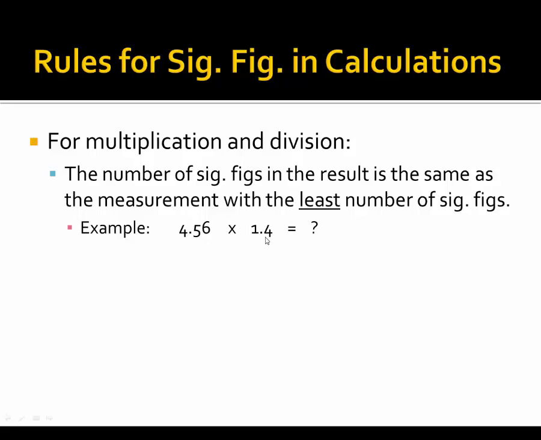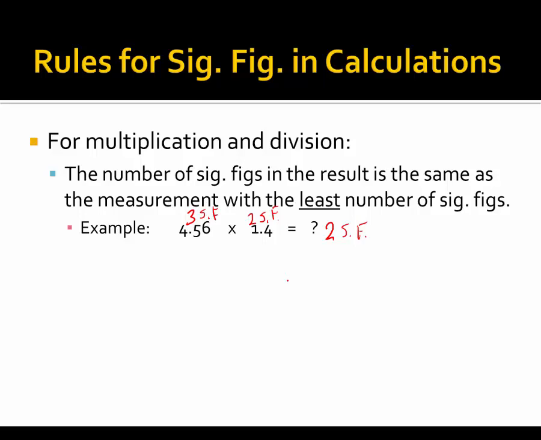I hope that made sense. If not, rewind and listen to it again. So we need two significant figures, because we have two significant figures here and three significant figures there. I'll just put SF for significant figures. So our answer must have two significant figures.